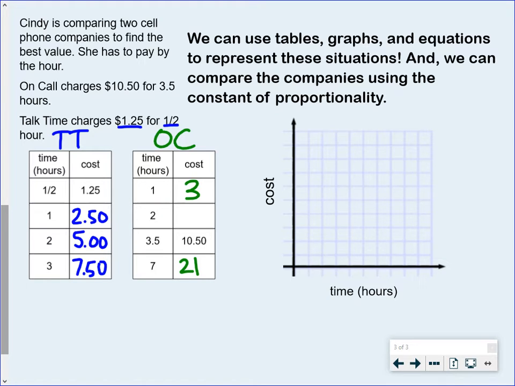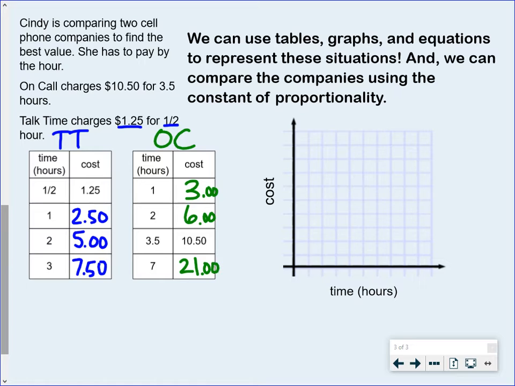There's an announcement to interrupt us. Because that's in the cost column, that means it costs $3 for 1 hour at on call. And then lastly, to get from 1 hour to 2 hours, I'm doubling. So I'm going to double the cost, which would give me 6. I could put this as money.